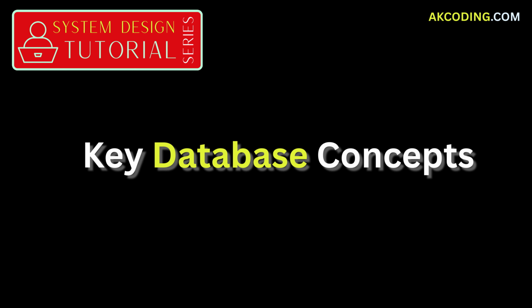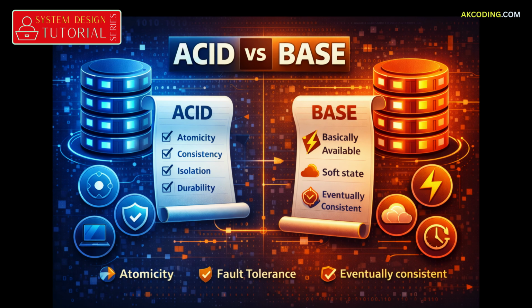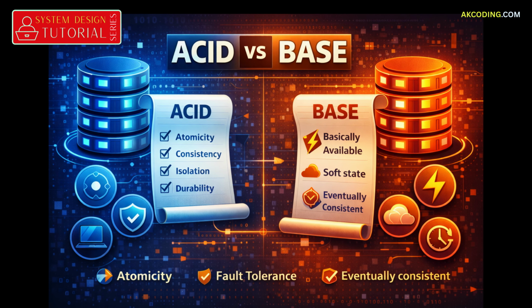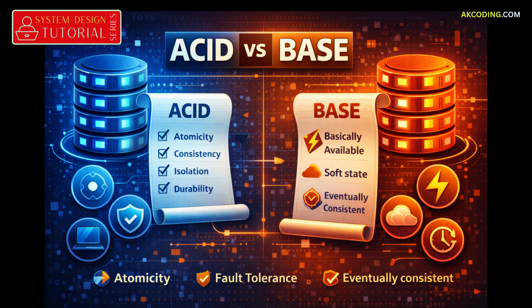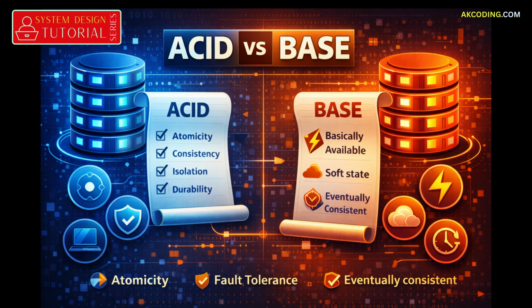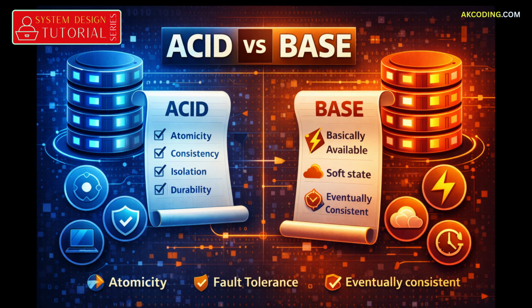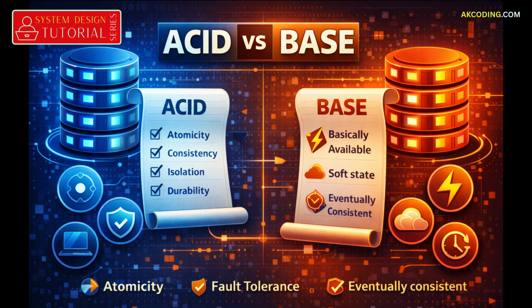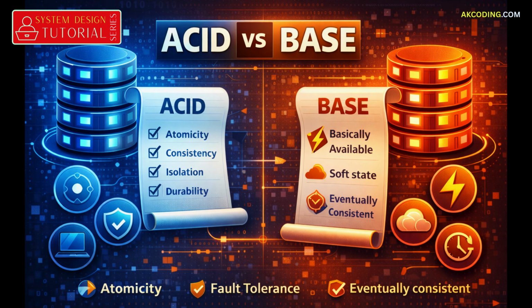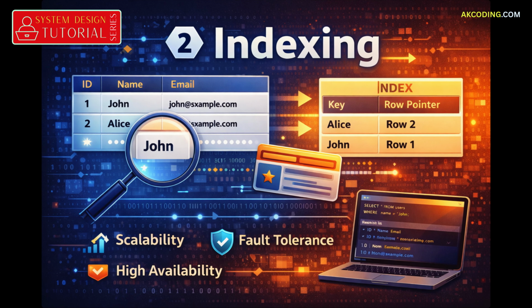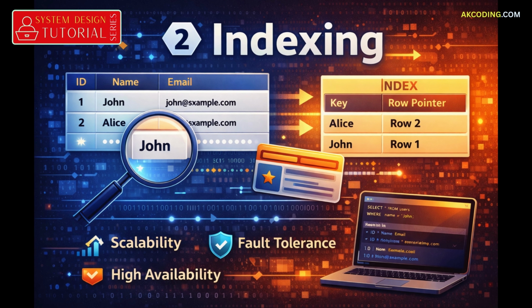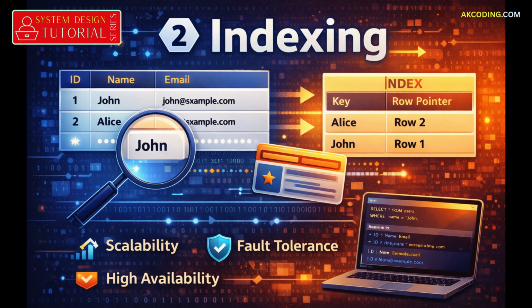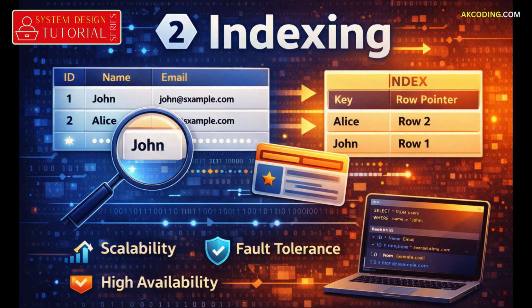Now, when designing a system, there are some key database concepts you must know. Number one, ACID versus BASE. SQL follows ACID, that is atomicity, consistency, isolation and durability. NoSQL often follows BASE, that is basically available, soft state, eventually consistent. Number two, indexing. Like a book index, it makes searching fast. Without it, queries are slow.